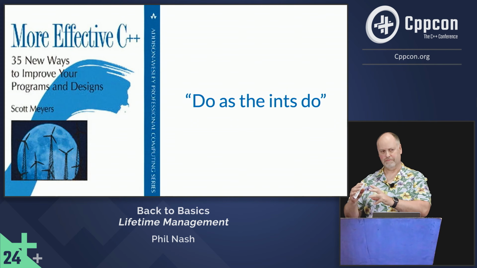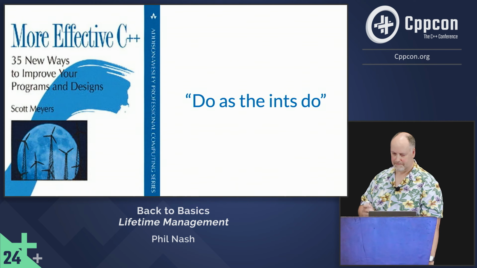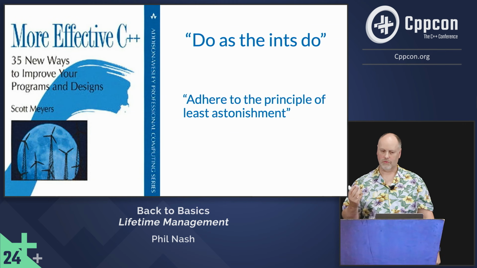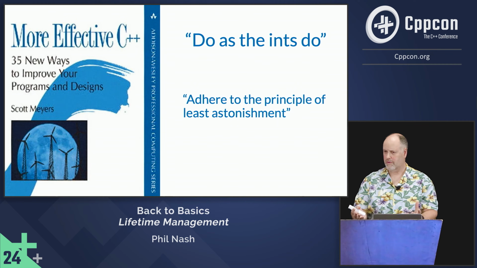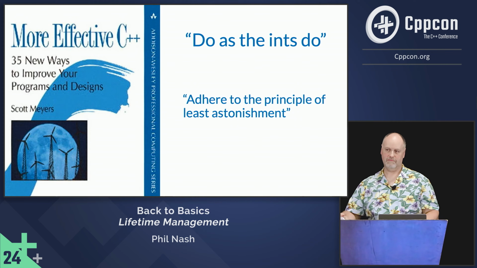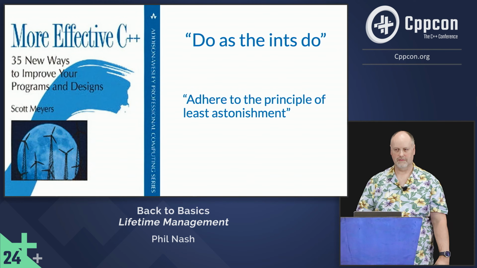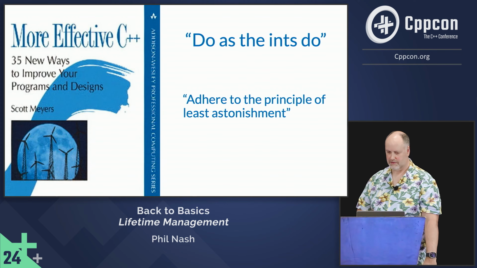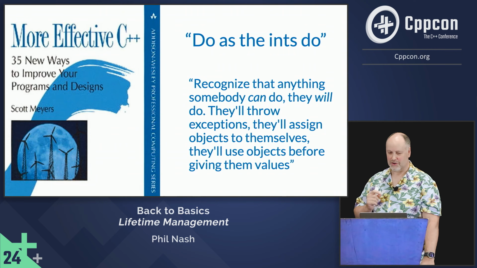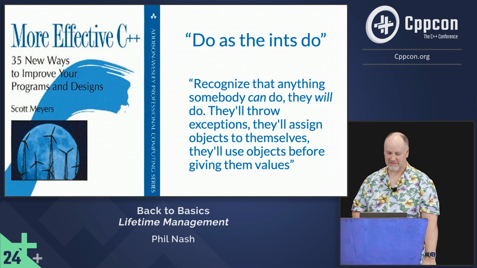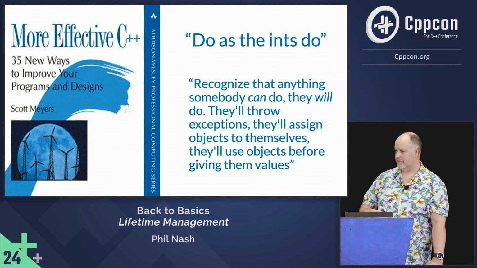And where he did so, there were a few other quotes that I want to pull out because I think it's really worthwhile reflecting on these. First of all, adhere to the principle of least astonishment. We know how ints work, and so we know how strings work and vectors work to a large degree. We're not surprised by how they manage themselves. But also, recognizing that anything somebody can do, they will do. So they'll throw exceptions, they'll assign objects to themselves, they'll use objects before giving them values.